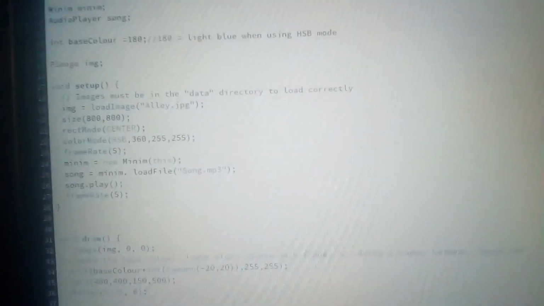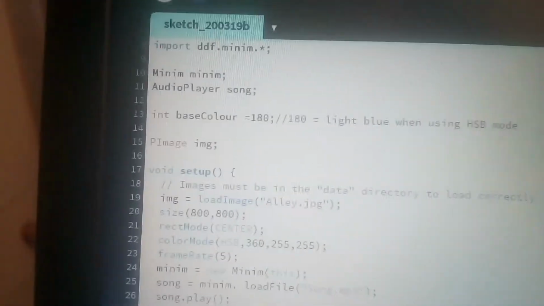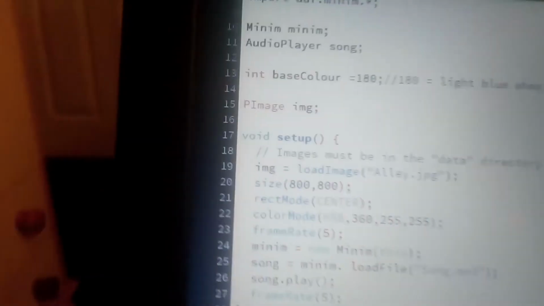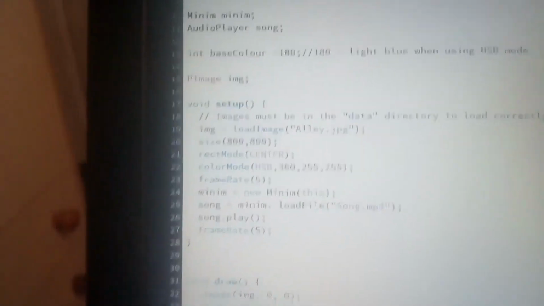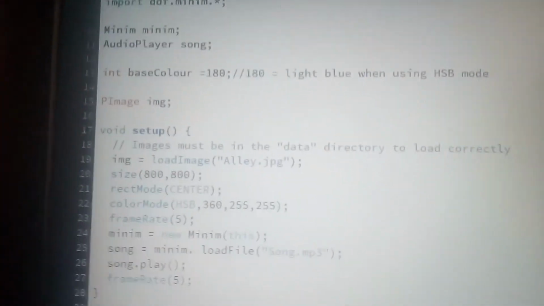And then what I had to do was I used Pinterest to find an image of an alleyway where I could put the sign basically in the image.